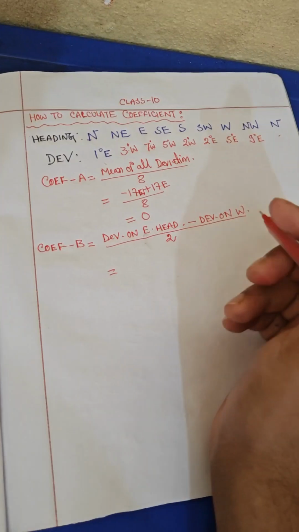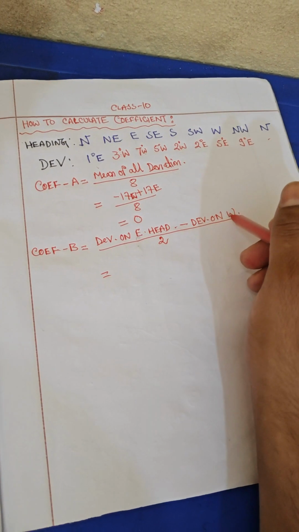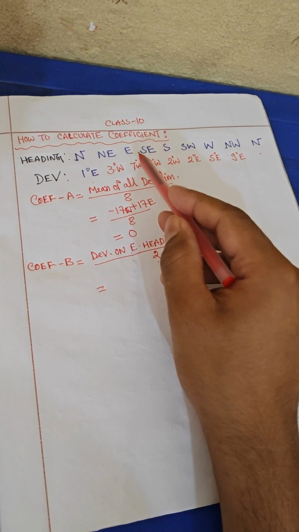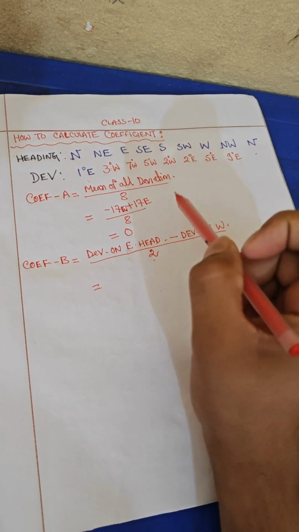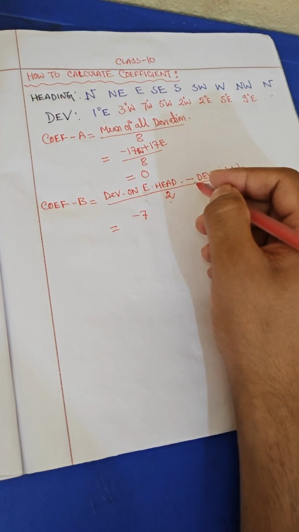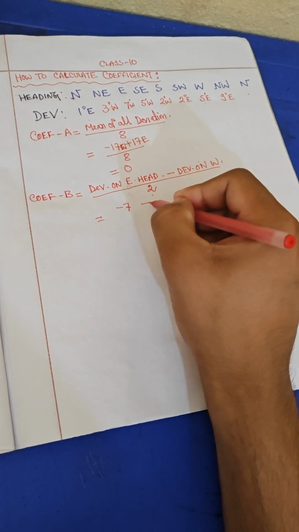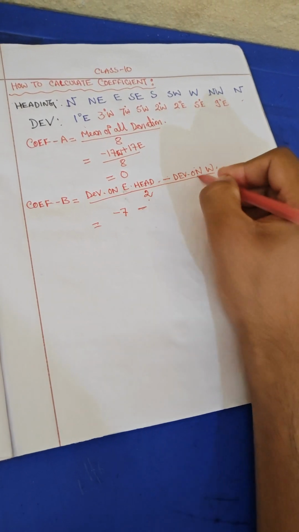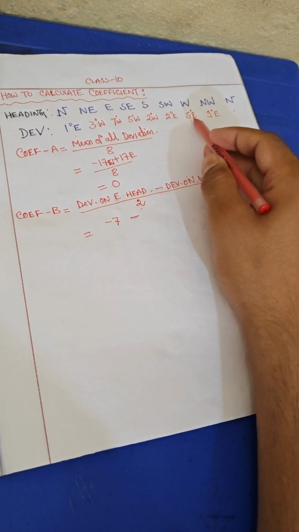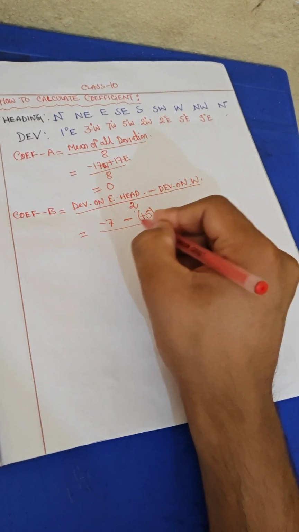Okay, understand? So if you check here, coefficient B is deviation on easterly heading minus deviation on westerly heading divided by 2, because we are using 2 headings. So for easterly heading deviation is 7 degree west, correct, and for westerly heading deviation is 5 degree east, correct. So I write from here for easterly heading minus 7, and for deviation on westerly heading 5 degree east, so 5 degree, this is positive, correct, divided by 2.